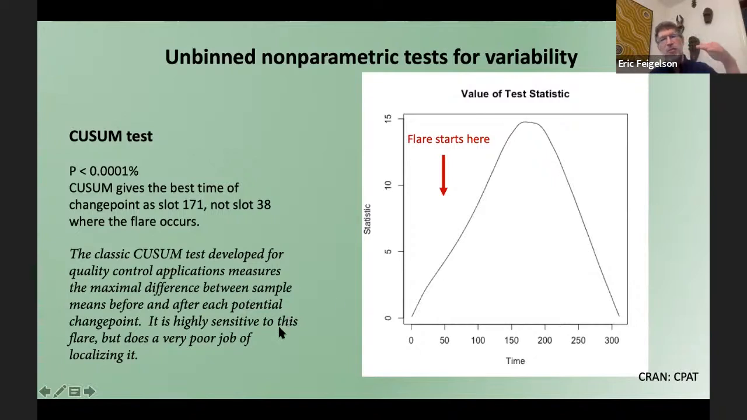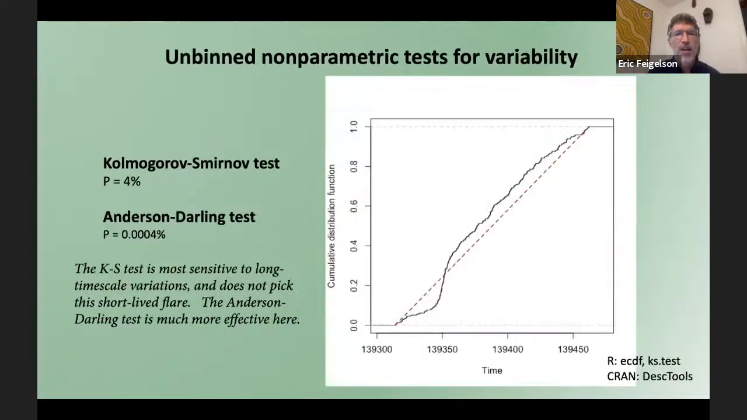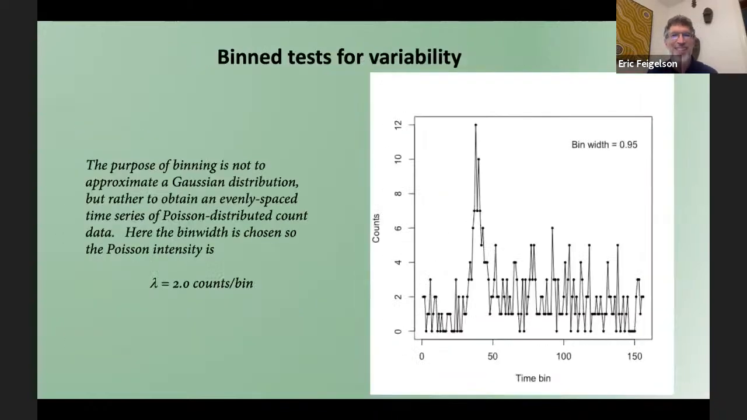Again, it's designed for behaviors where the behavior is the same in the first part and then changes in the second part. So what we're seeing here, these are classic non-parametric tests, unbinned, which have very different performances. They actually do different things and look for different things. And that's sort of interesting. That's sort of a theme of my talk, that there isn't a single answer to the question, how do we detect variability? There are different statistics that do different things.